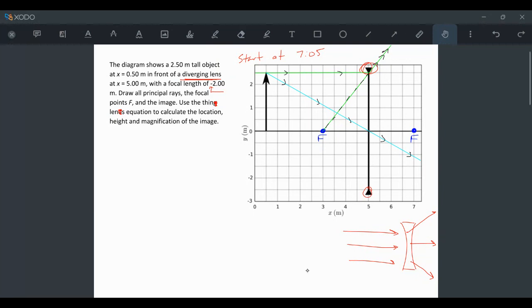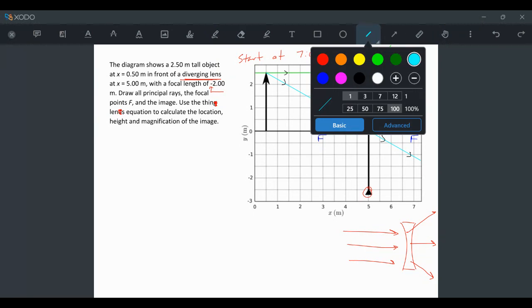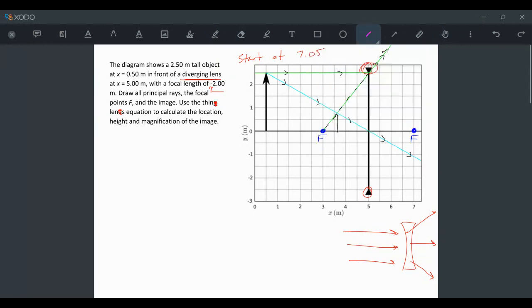So we do kind of have the ability to conclude at this point that the image is going to be here. But suppose that you made an error with one of these, it's always best to do more principal rays just to make sure they all agree. So we'll put finally a pink one in.